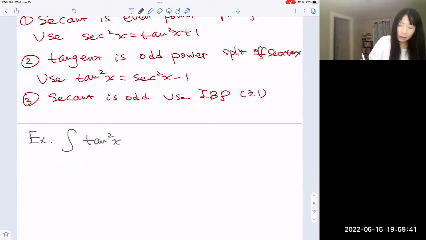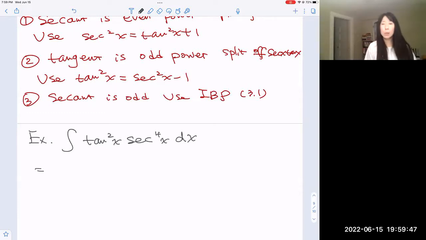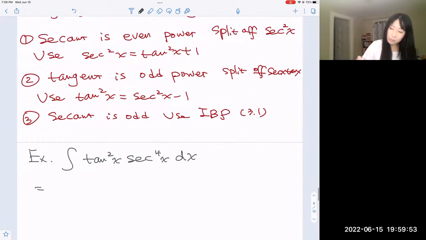So let us do this one. The integral of tan square x secant to the fourth power dx. Look, secant is even, right? Then we're going to split off secant square x, then we're using this, okay? All right.